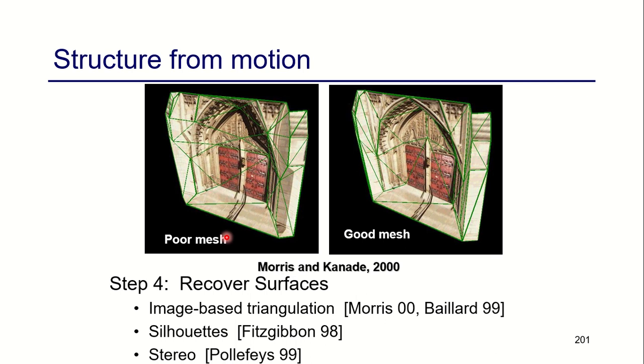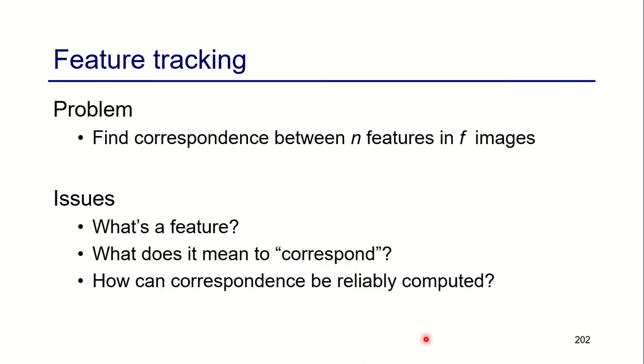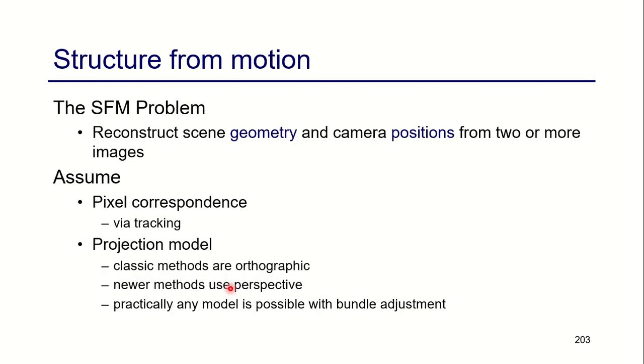And the 4th step is you recover the surfaces. This is an example of a poor mesh, and this is an example of a good mesh which follows all the line segments here. To recover surfaces, we have these 3 methods: image-based triangulation, silhouette and stereo. The problem is to find the correspondence between n features in f images. And what are the issues? What's the feature? How does it correspond? And how many correspondences you need for reliable computation.